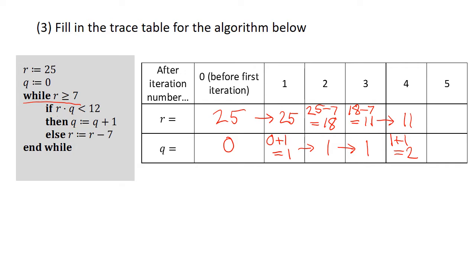Now let's check the while condition again. R is still greater than or equal to 7 because R is 11. So now we'll check R times Q. R times Q is currently 22, so the if condition is false. So we're going to do the else part. We're going to define R to be R minus 7. So this is 11 minus 7, which is 4. And then nothing happens to Q, so that stays 2. Now we come up and check the loop one last time. The while condition here is actually false now, so that is the end of the loop.